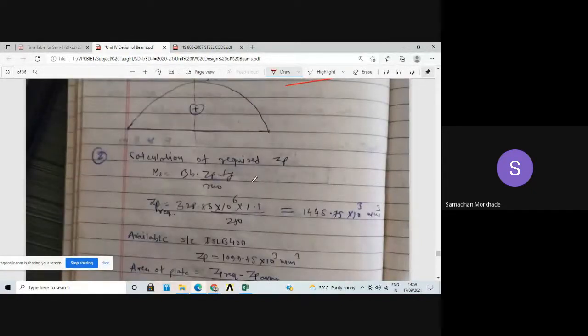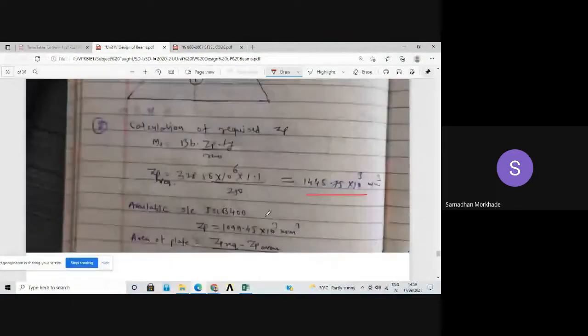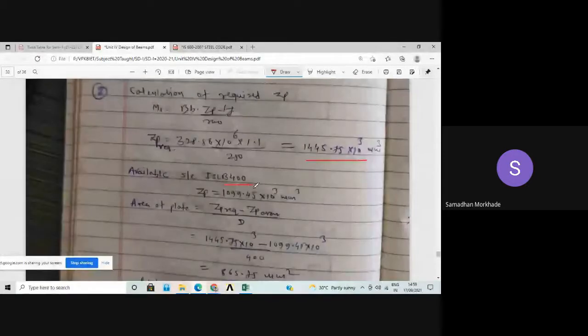Okay, now calculation of ZP required. So ZP required is equal to, as per our procedure, 1445.75. There is a requirement of 1445 for ZP. Right. What is our available section? ISLB 400. See how much the ZP of ISLB 400 is. 1099. The requirement is 1445. How much is available? 1099.